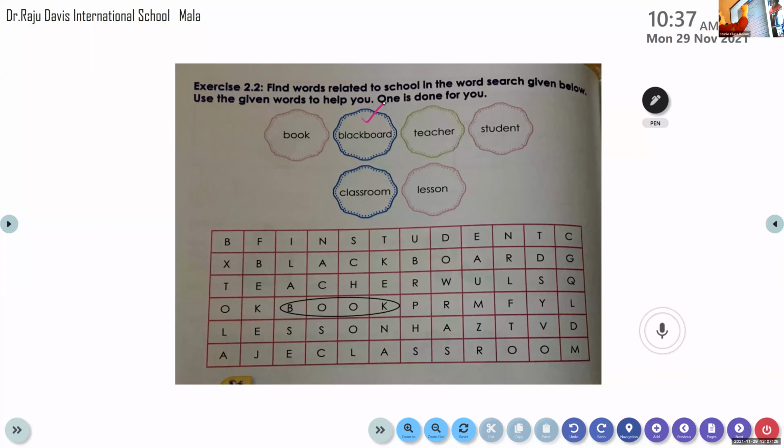Try to locate it in the word search puzzle. Adon, try to find the word blackboard. See, did you see the word book? It is encircled here. The same way, I want each one of you to find the word blackboard and draw a circle or oval shape around that word. Only that word. Don't draw circles anywhere and everywhere. Find the word and draw a circle around it. Aaron, did you get the answer? If you have, please show it to me.